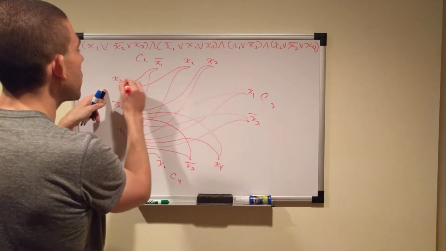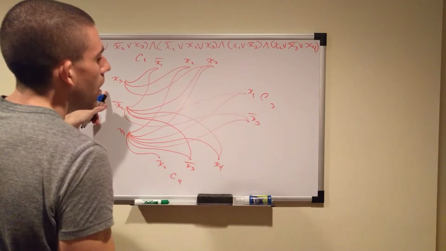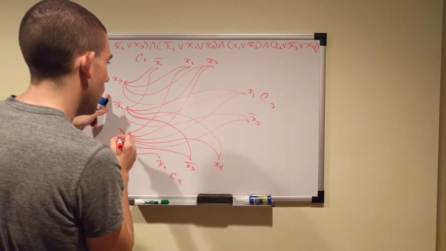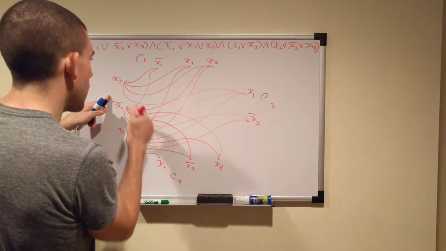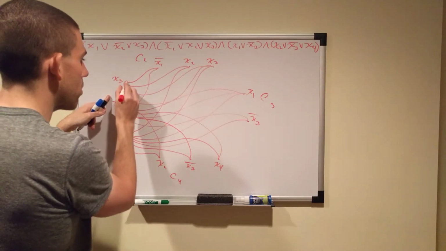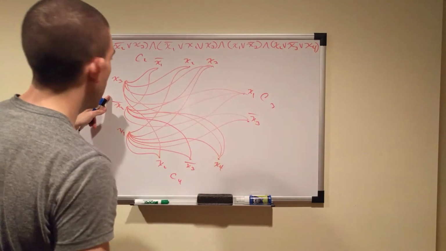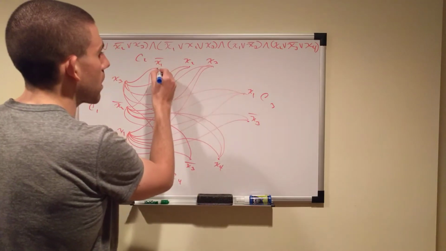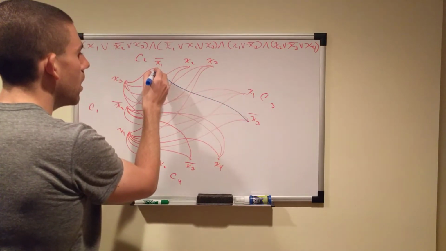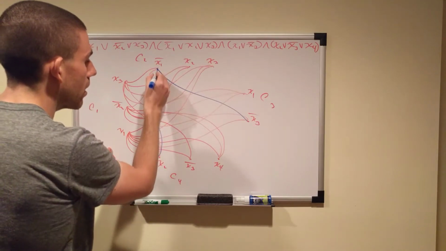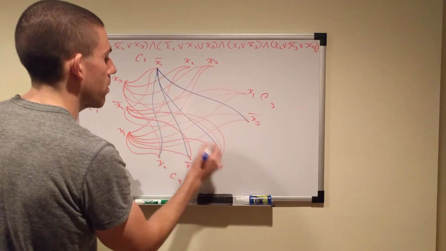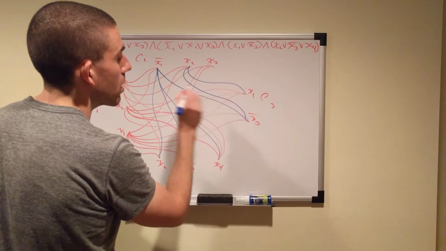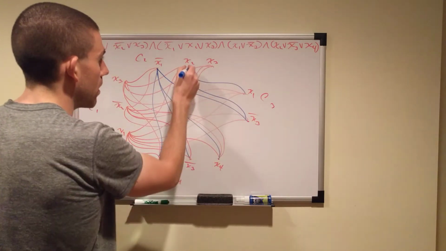x3 can go to everybody over here. Can go to x1, but it cannot go to x3 complement. And it can go to x2, not to x3 complement, and then to x4. Now, x1 complement cannot go to x1, but it can go to x3. And it can go to x2, and it can go to x3 complement, and it can go to x4. x2 can go to x1, and it can go to x3 complement. That's good. x2 can go to all of these.